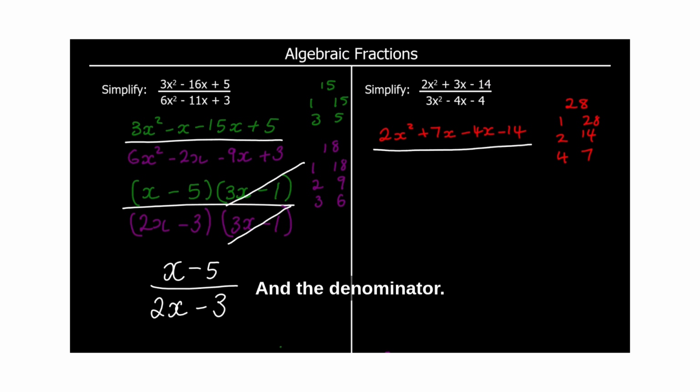And the denominator, 3 times negative 4 is negative 12. What multiplies to make 12 and adds to make negative 4? It's going to be the 2 and 6. So plus 2x, take away 6x.